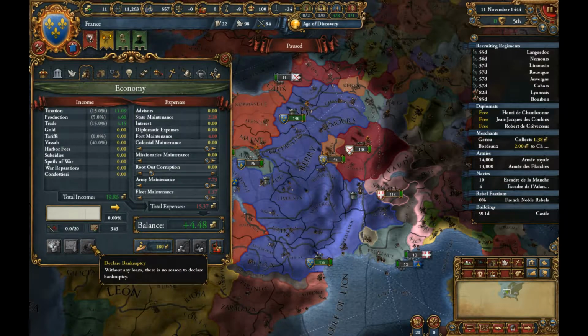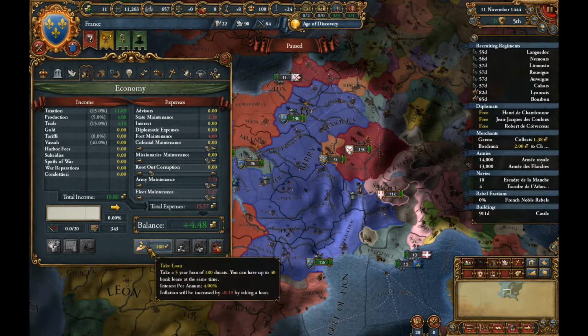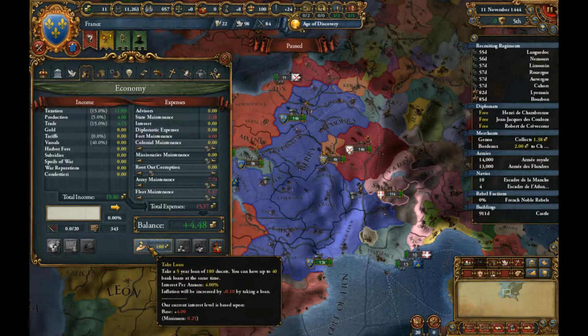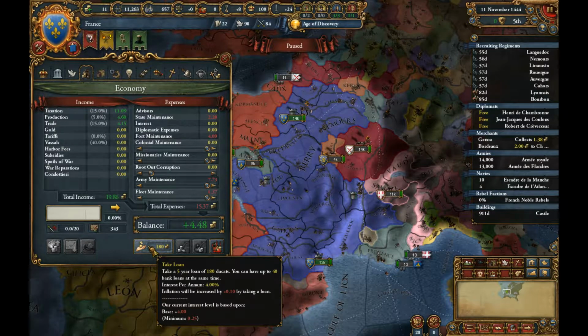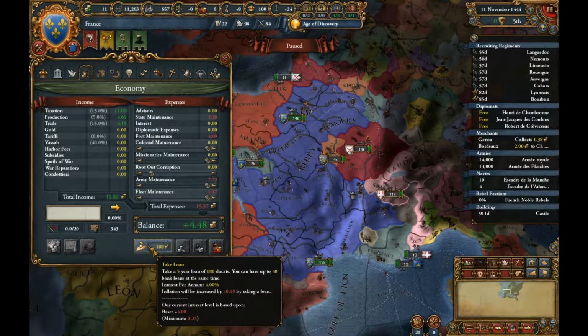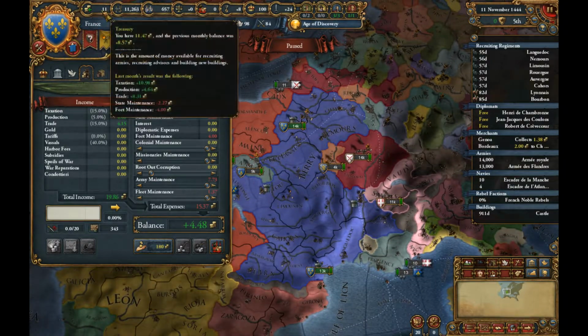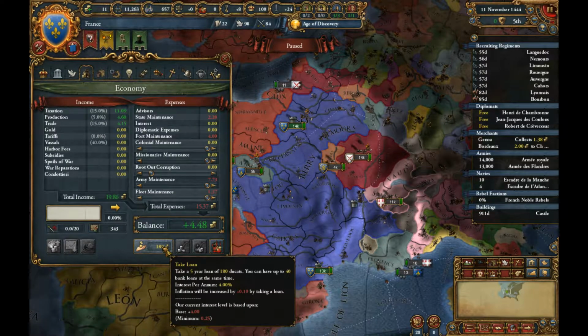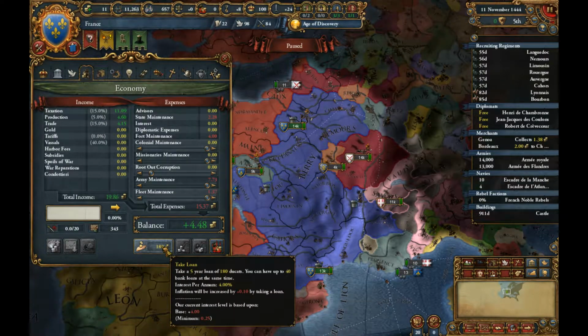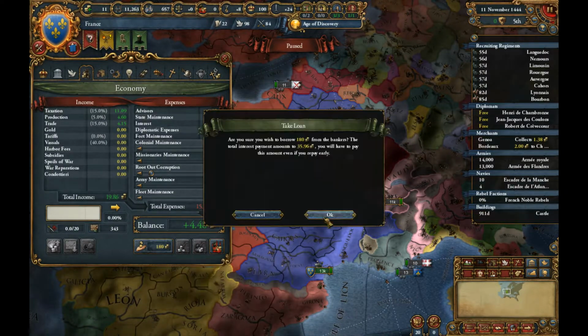Also, you can declare bankruptcy, as you can if you have a loan, for example. Here I can take a loan of 180 ducats. You will automatically take a loan if you get to minus at the month's end. And if you have one, I would just take one.